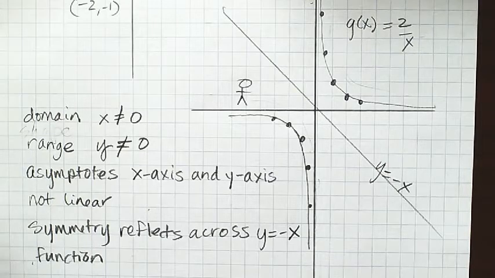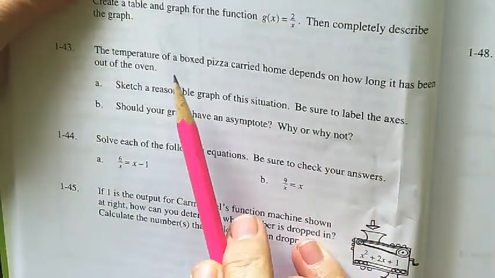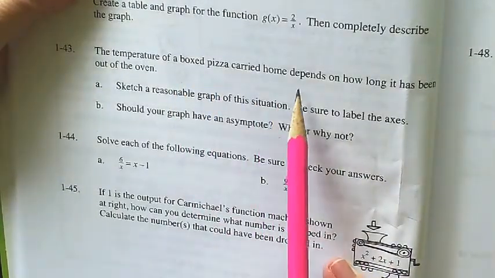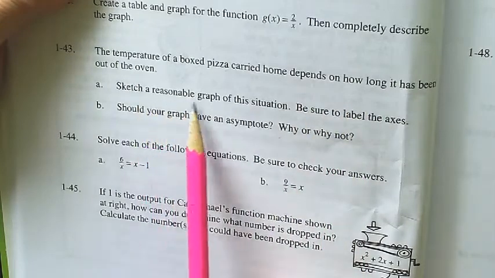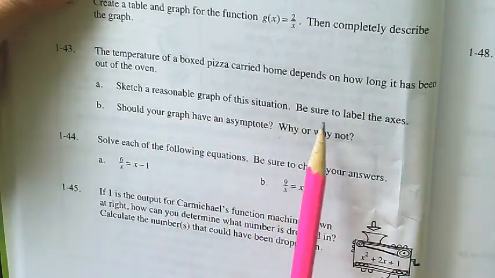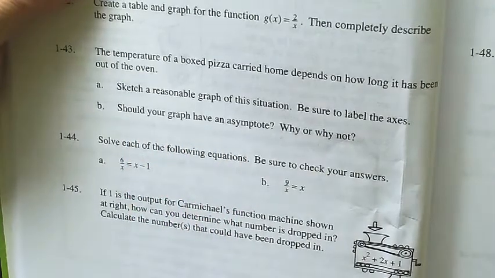Okay, I need to sharpen my pencils. Okay, I'll try and pick up the pace here. The temperature of a box pizza carried on how long it has been out of the oven. Sketch a reasonable graph of this situation. Be sure to label the axes. Should your graph have an asymptote? Why or why not?